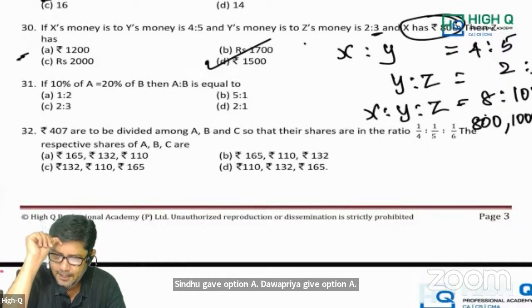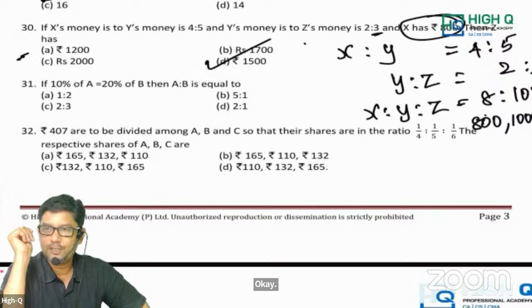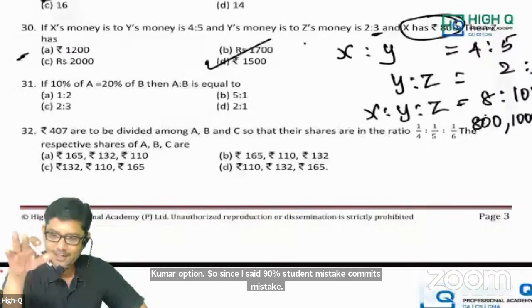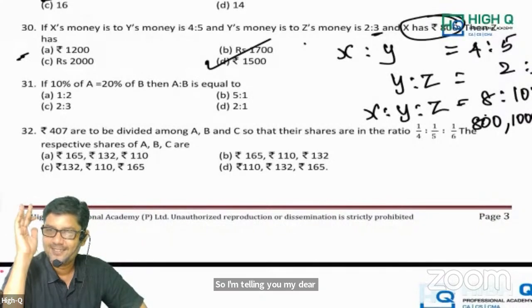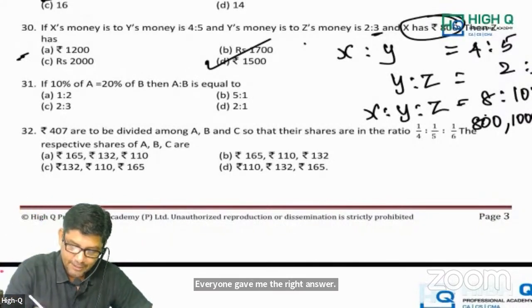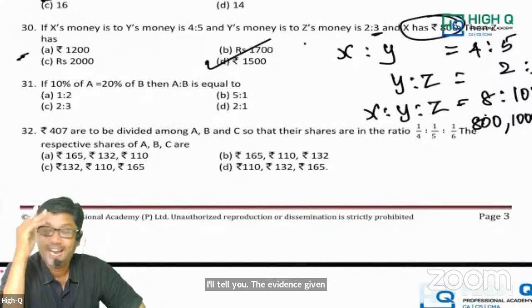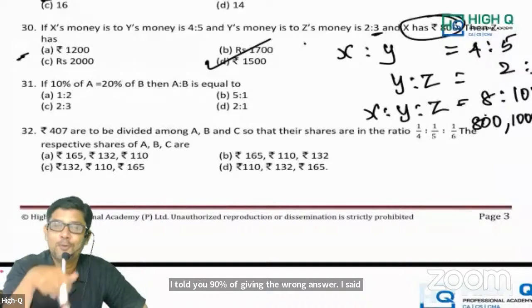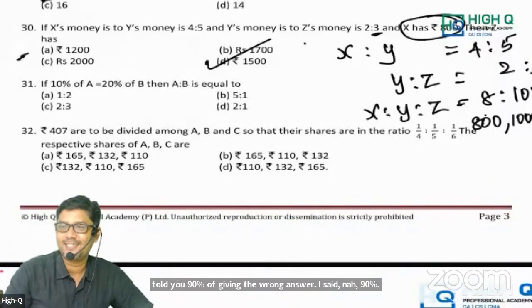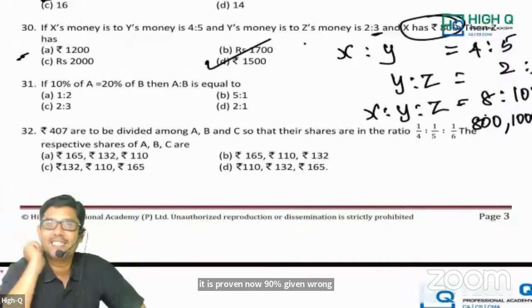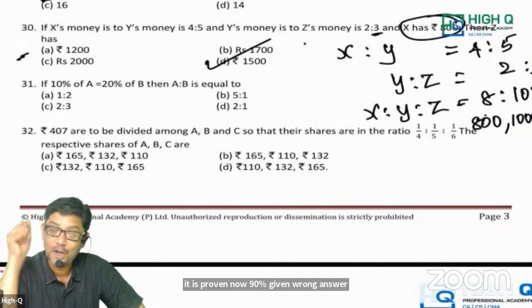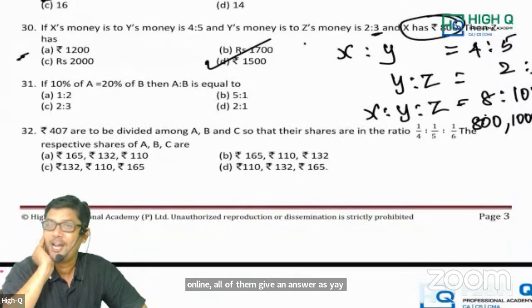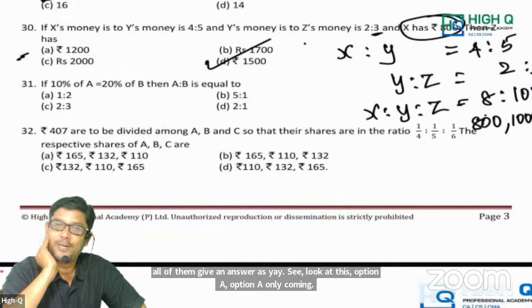Sanjay Kumar, option A. Since I said 90% of students commit a mistake, I'm telling you, my dear, everyone gave me the wrong answer. I told you 90% would give the wrong answer. It is proven now. Everyone gave answer A, online also, all of them. See, option A only is coming. Actually, the answer is option D. I hope now you understood.